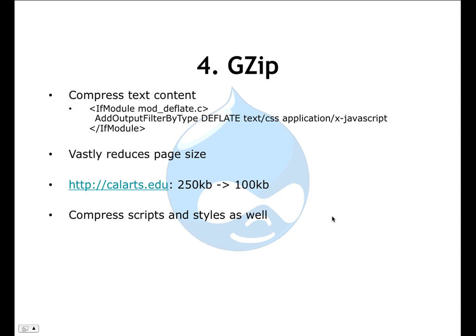You can also compress the text content on your site. So anything that's in a CSS file or in a JavaScript, just crunch it up. It can reduce the page size by a very big amount. And when I used it on the CalArts website, zipping the content made the page size go down from 250 kilobytes to 100 kilobytes. So it's a big difference. It frees up your server. It's good all around. And as I mentioned, you can compress scripts and styles as well.